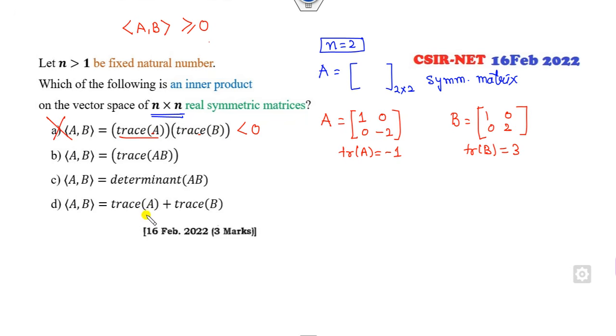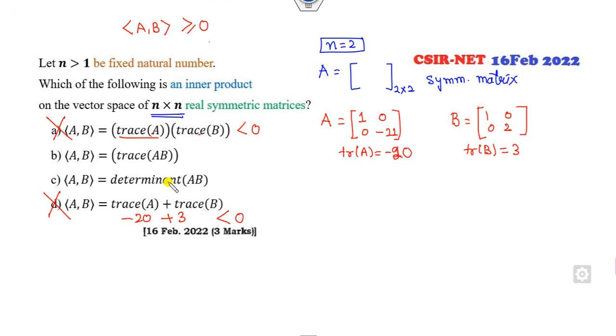You can see also, if I do the same example, it's -1 plus 3, which is greater than 0. But if I do this one as 21, then the trace will be 20. Then this value will be -20 plus 3. Again, it's less than 0. This option is also cancelled out.